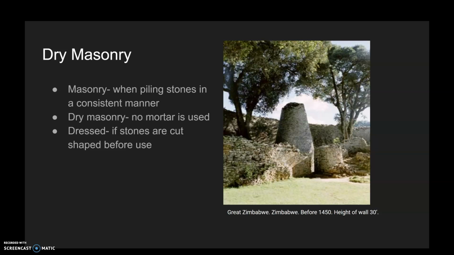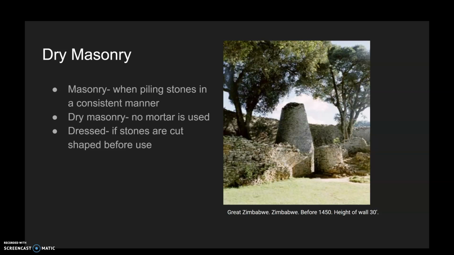This is probably the simplest building technique. It just means that you are piling stones on top of one another in a consistent pattern. And in dry masonry, no mortar is used. So when you see a brick home in your neighborhood, it probably has mortar in between those bricks, but in dry masonry, it's not used.